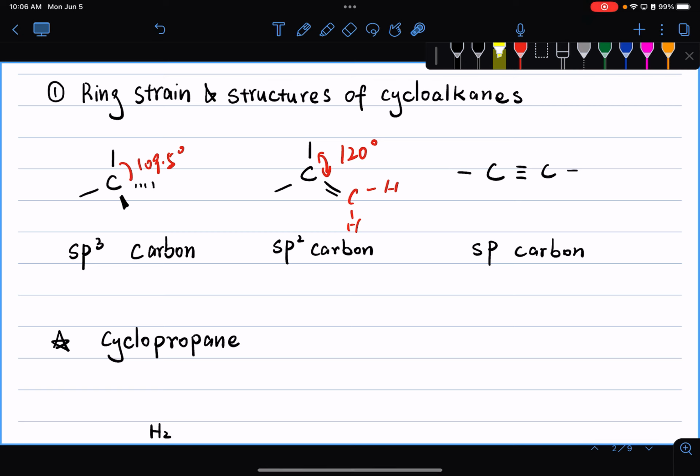What about an sp carbon? The sp carbon has a triple bond or 2 double bonds around it. It is a linear molecule, so we're expecting the bond angle here to be around 180 degrees. All right? So that's a quick review. Now we know what bond angles we expect these carbon atoms to demonstrate. What if we put them into a ring structure?